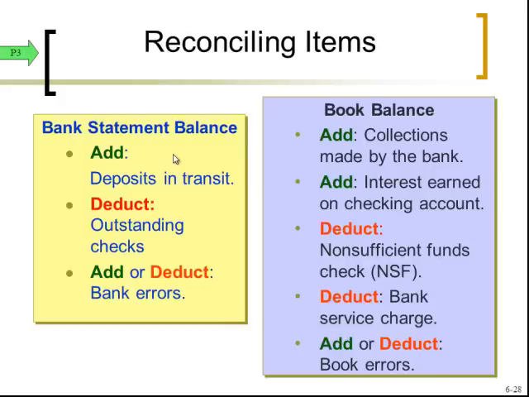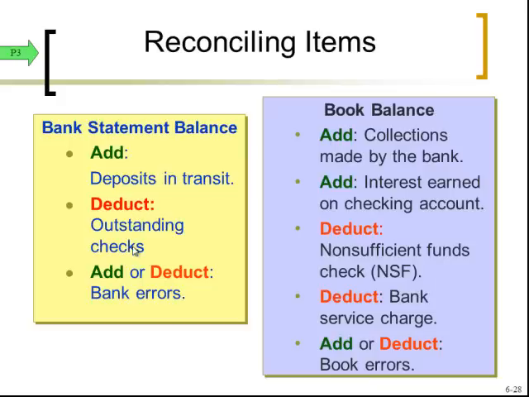For the bank statement side, we're going to add any deposits that are in transit. These are deposits we made. We put them on our books. Our books are correct, but the bank didn't receive them in time to put them on that period's bank statement. So we need to add those into the bank statement side just for reconciliation purposes.